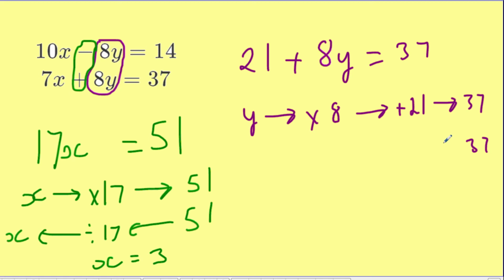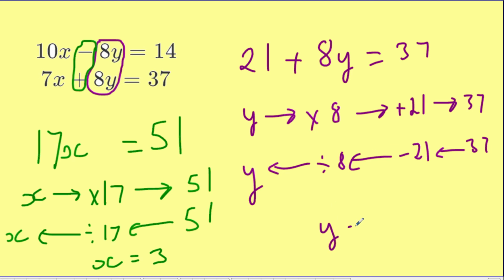37, take 21, divide by 8. It's going to give me y. So 37 take away 21 is 16. Divided by 8, y is equal to 2. Okay, we're doing well on this.